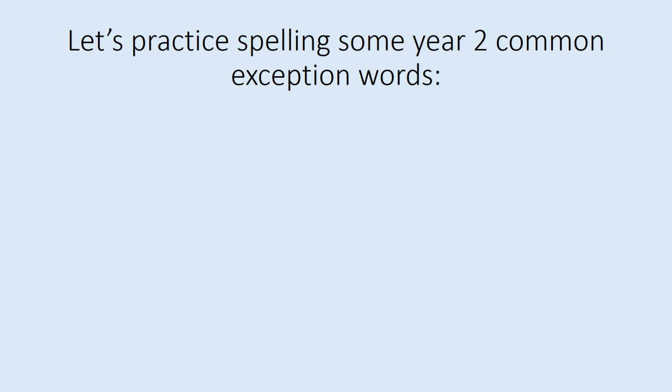We are going to start our phonics lesson today by practicing the spelling of some different Year 2 common exception words. So I'm going to read the 8 different words that you're going to practice spelling today. So we have improve, move, prove, whole, any, many, half, and money. So let's read them again together. Improve, move, prove, whole, any, many, half, and money.